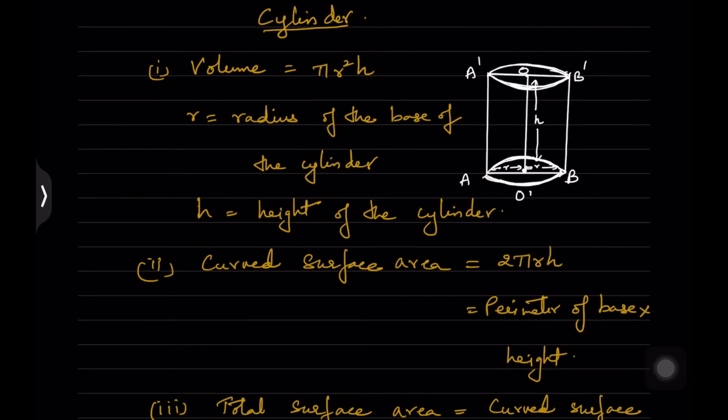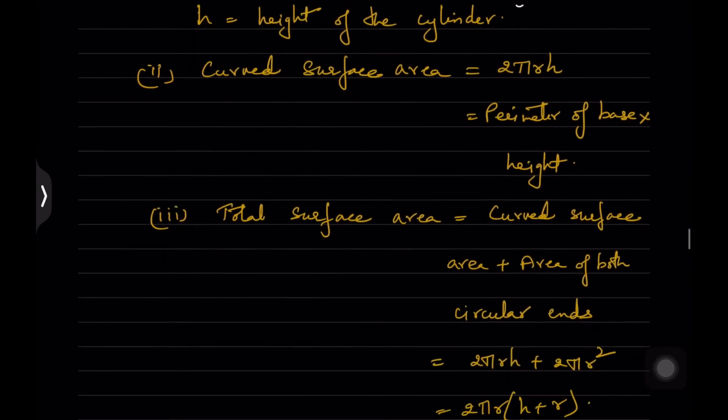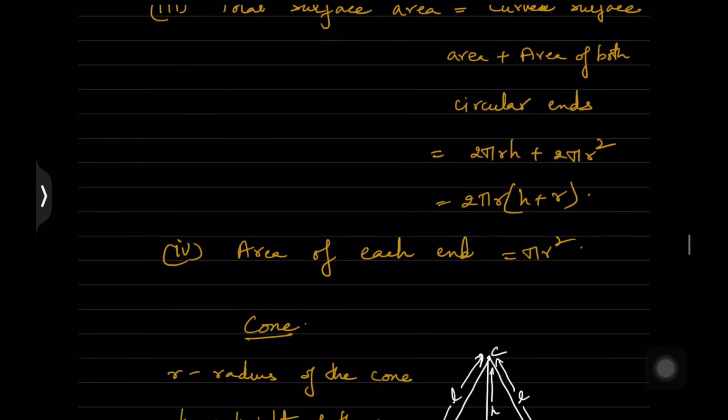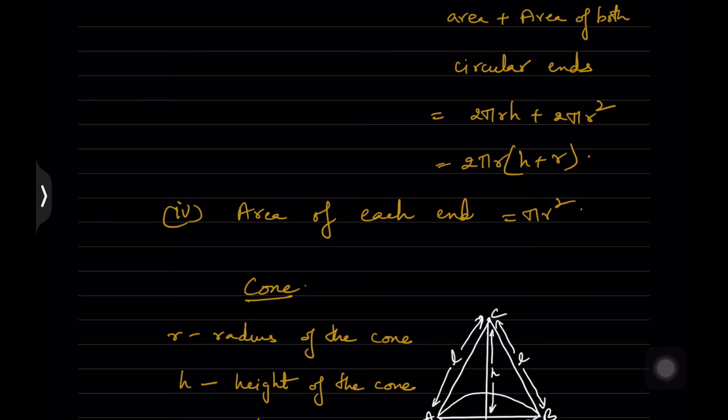Now for a cylinder, what is the volume of a cylinder? It is pi r square h, where r is the radius of the base of the cylinder. The base is a circle, so the area is pi r square and height is h. So the volume of this cylinder is pi r square h. Curved surface area is equal to 2 pi r h, which is the perimeter or circumference of the base, that is 2 pi r, into h. Total surface area is equal to curved surface area plus area of both circular ends. So 2 pi r h plus 2 pi r square, which is equal to 2 pi r into h plus r. Area of each end is nothing but pi r square, because they are circular in shape.